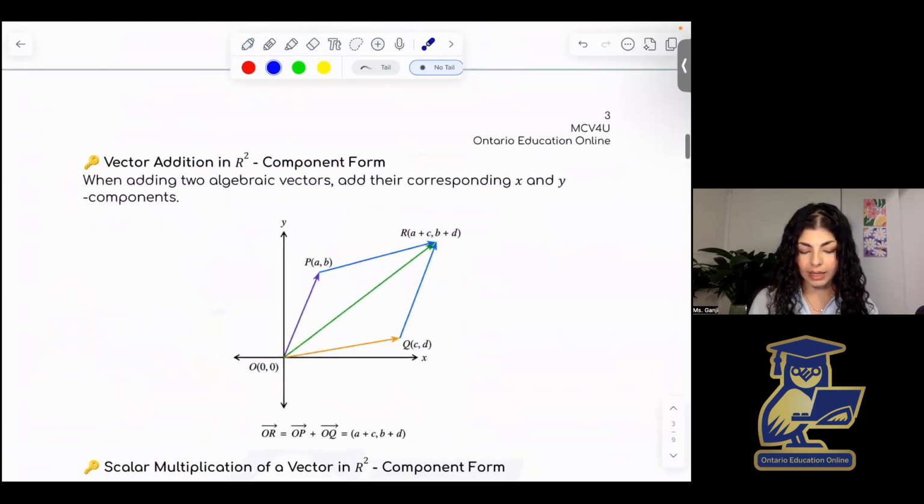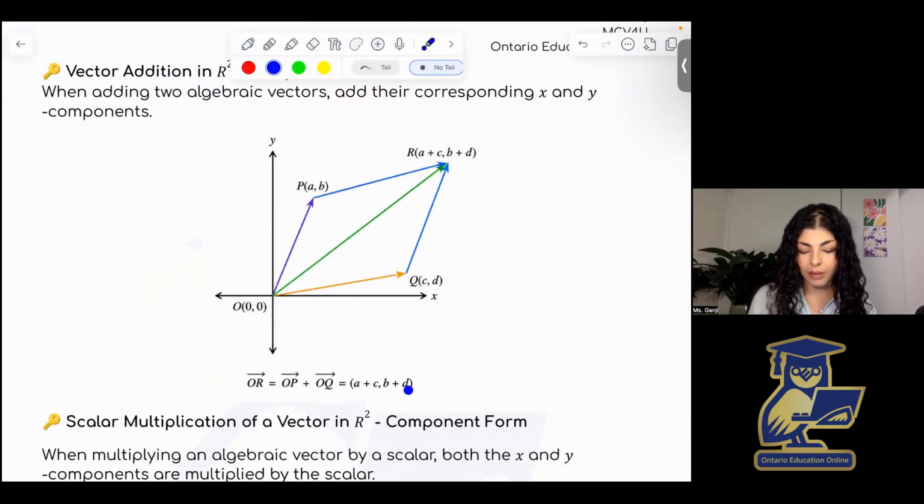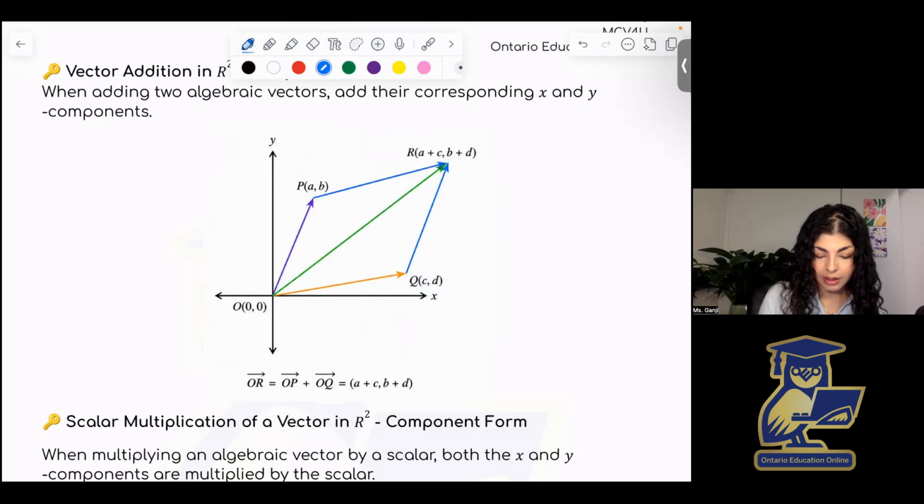And so to generalize that, vector addition in R squared with component form is pretty much you add the x components and the y components. So given OP, which is determined by the point P and its components A, B, and then Q has its components C, D. Then when you add them, and this is just that parallelogram formation, this resultant vector, OR, is given by A plus C and then B plus D.